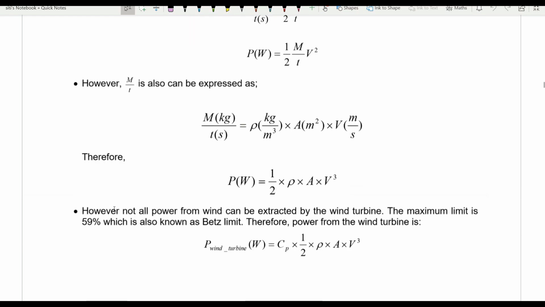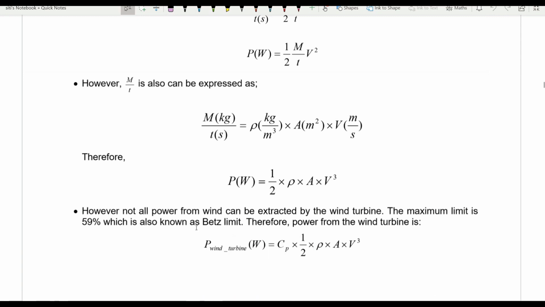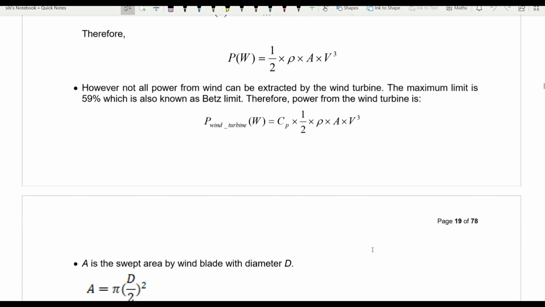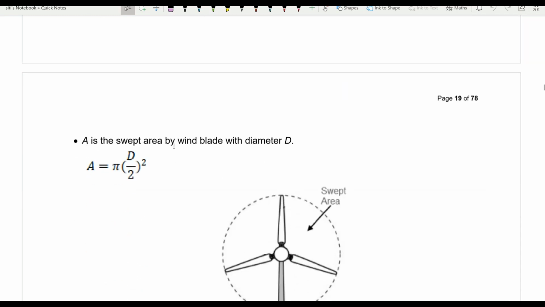However, not all power from the wind can be extracted by the wind turbine. The maximum limit is 59%, which is also known as the Betz limit. Therefore, power from the wind turbine is P wind turbine equals Cp multiplied with 1 over 2 multiplied with rho multiplied with A multiplied with V to the power of 3. This Cp is the limit, usually 59%. A is the area swept by the wind blade, which is in terms of diameter.